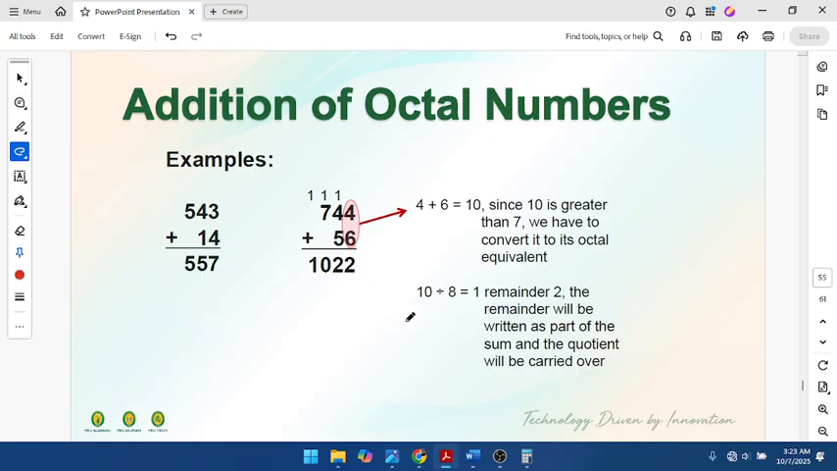Okay. Yan po. So 10 divided by 8 is equal to 1, remainder 2. So the remainder will be written as part of the sum and the quotient will be carried over, no?